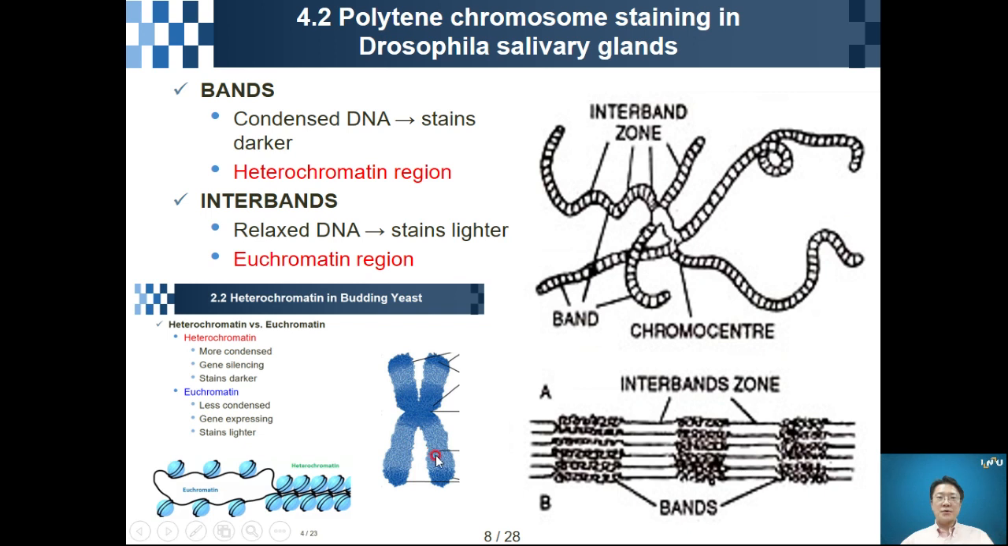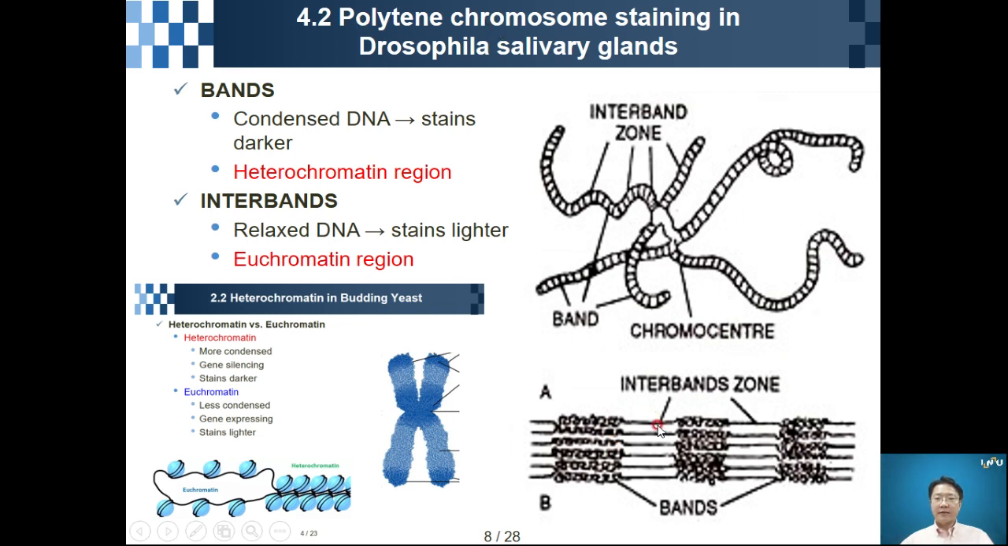In polytene chromosome, this is the polytene chromosome. If we stain the polytene chromosome, we will see some dark band regions and also very light regions. If we magnify this region, the band region is very condensed DNA, so that's why it stains darker. This region is usually the heterochromatin region in polytene chromosome.